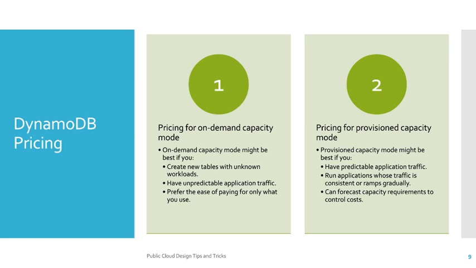Second is pricing per provisioned capacity mode. That means provisioned capacity mode might be the best fit if you have predictable application traffic, where you are very sure this is the amount of traffic that is going to happen. You run your application whose traffic is consistent and ramps gradually, and you can forecast capacity requirements to control your cost. So you know about it, then you can block your database capacity or provision your capacity in advance, and that will give you cost savings as well. So these are the different features and pricing models that DynamoDB offers with respect to solution designing.